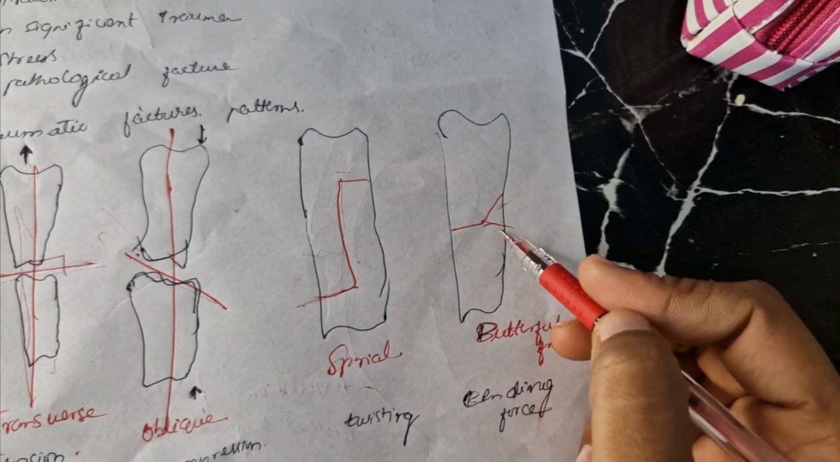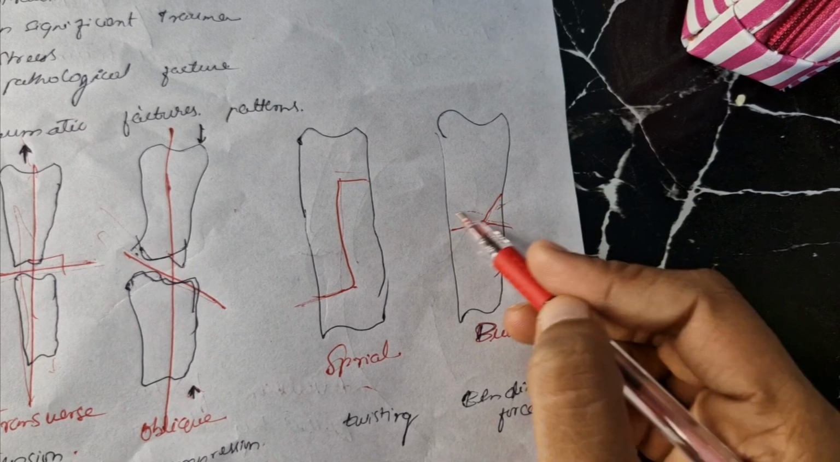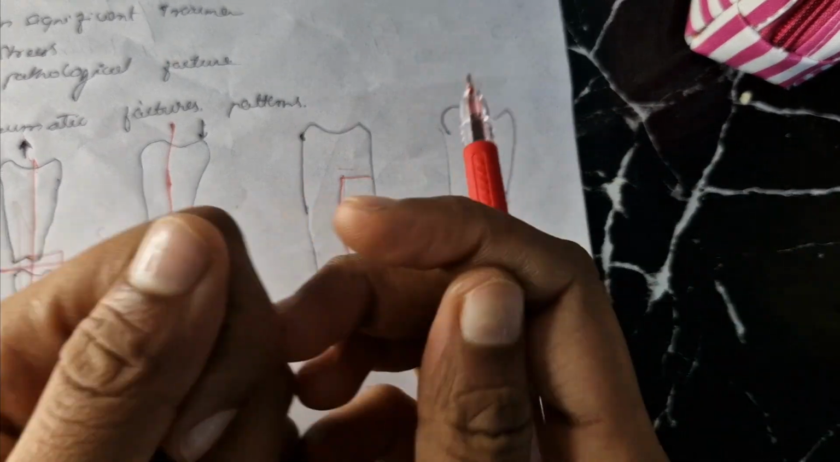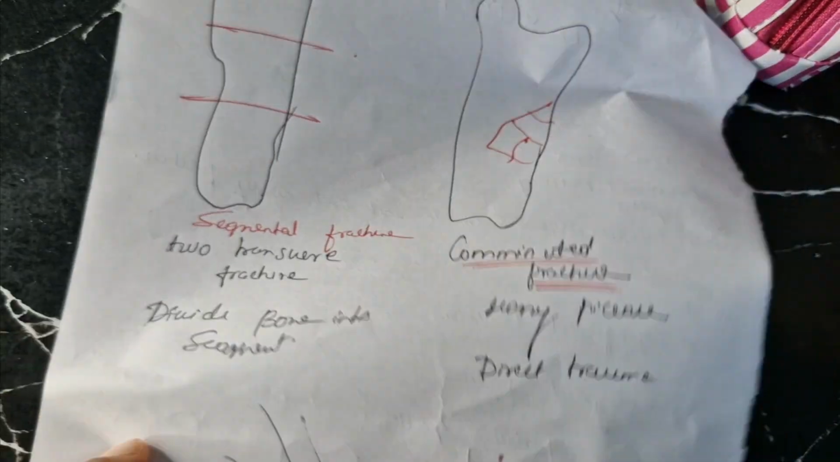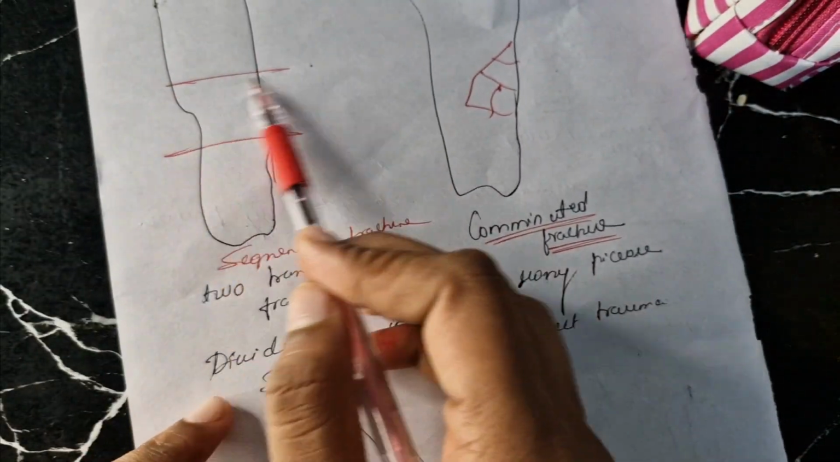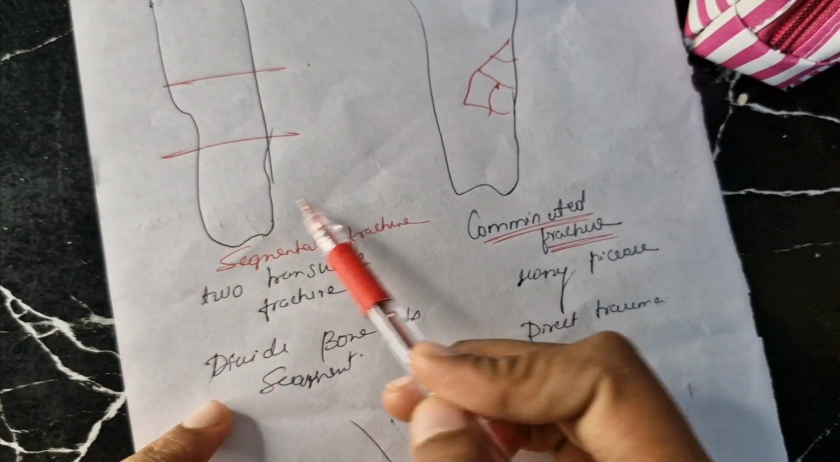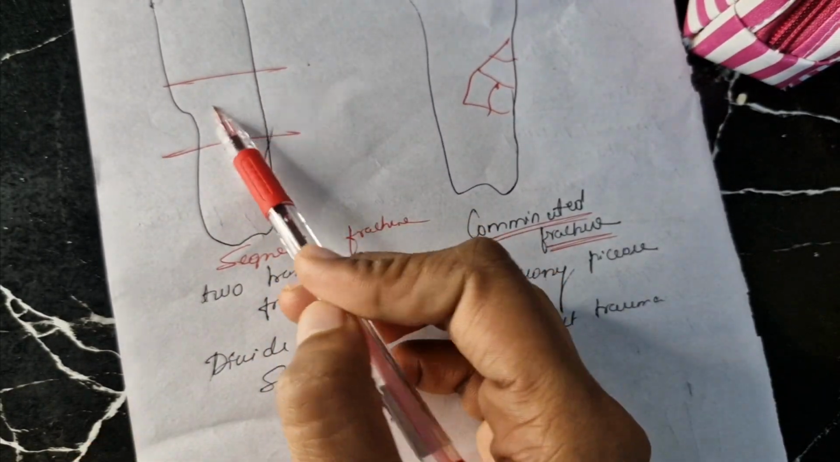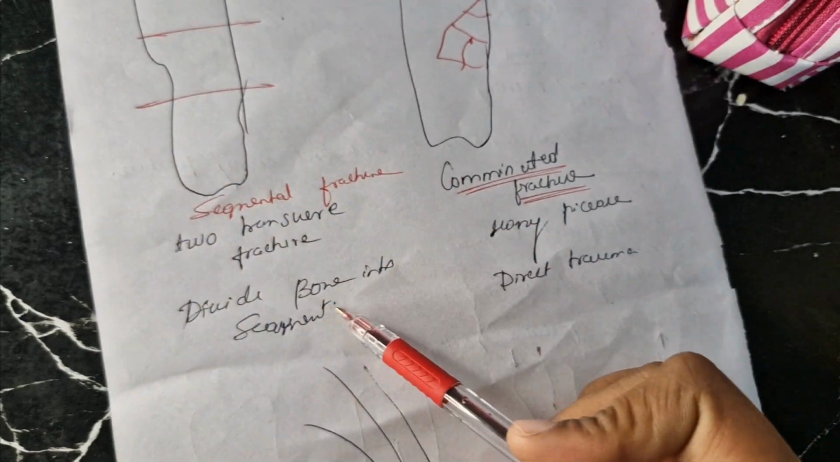And this is a butterfly-shaped fragment. The force responsible for the butterfly is a bending force. Bending force will cause butterfly fractures. And segmental: two transverse fractures will cause a segmental fracture. It separates a part of the bone from the original bone. It divides the bone into segments.